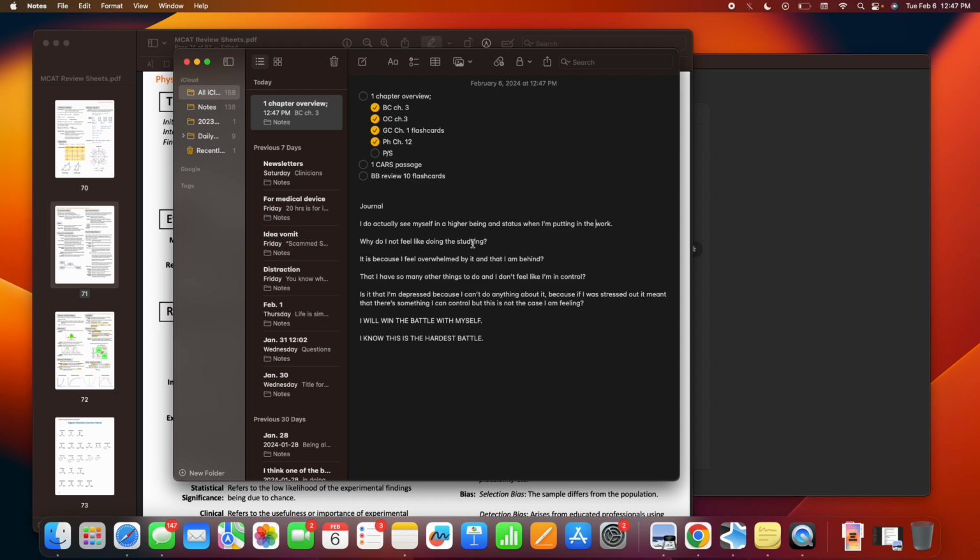Why do I not feel like doing this studying? This was like when I was feeling overwhelmed by the material last night. It is because I feel overwhelmed by it and I am behind. That was like one of my rationalizations. That I have so many other things to do and I don't feel like I'm in control. Could be. Is it that I'm depressed because I can't do anything about it? Because if I was stressed out, it meant that there's something I can control, but this is not the case.